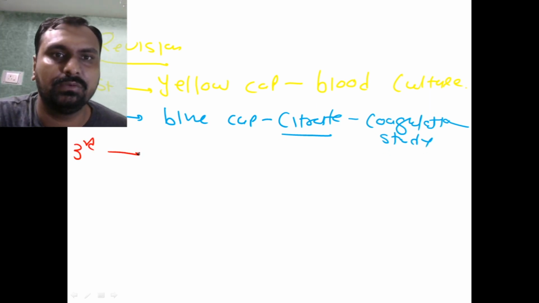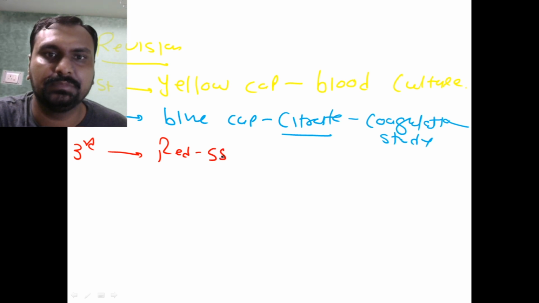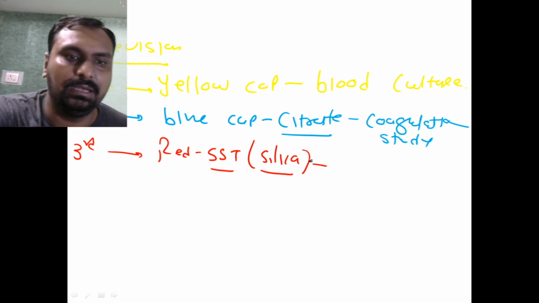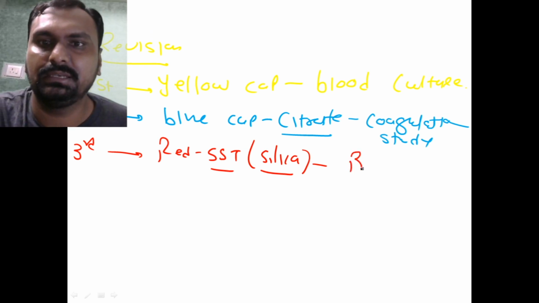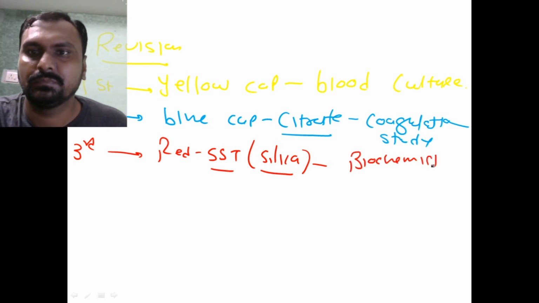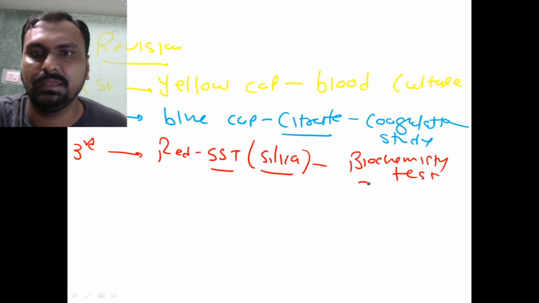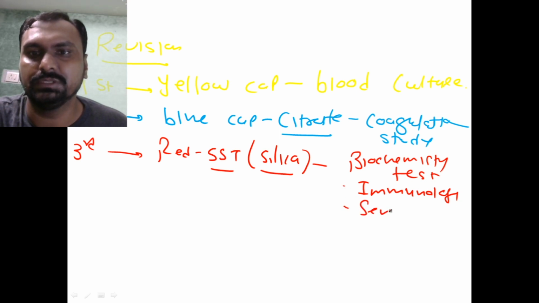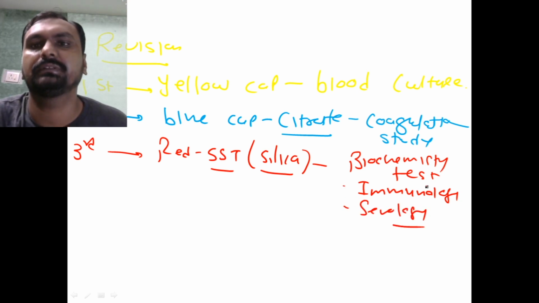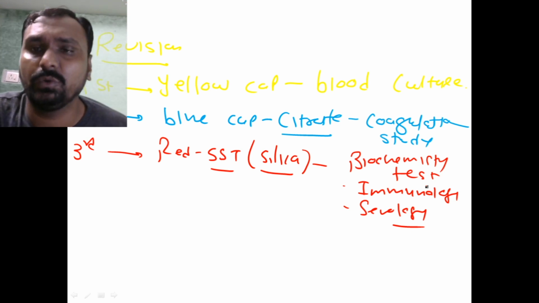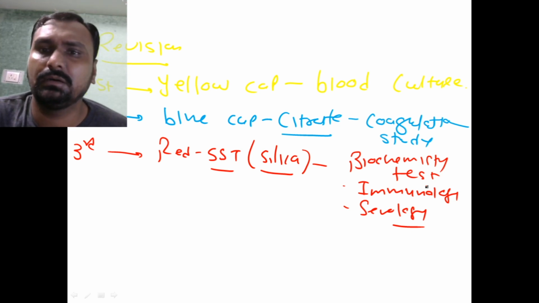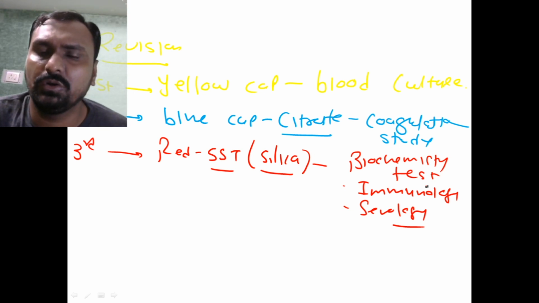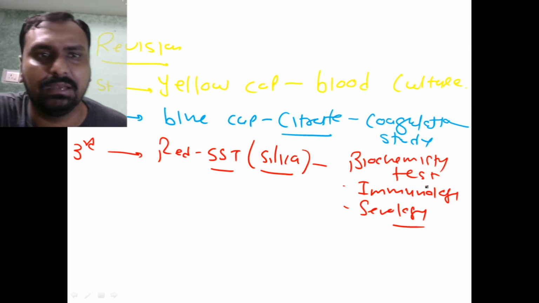okay, third vacutainer is red color, that is the serum separated tube, which may contain silica as a clot activator and is used in the biochemistry test and immunological test, and serology. So in biochemistry, like RFT, renal function test, liver function test, thyroid, vitamin, hormone, tumor marker. In serology, HBsAg, HIV. Okay, like immunological test, hormone, tumor, everything is done. It requires a red vacutainer.